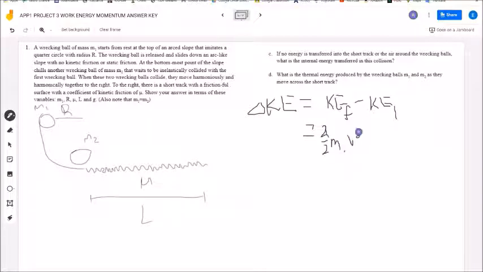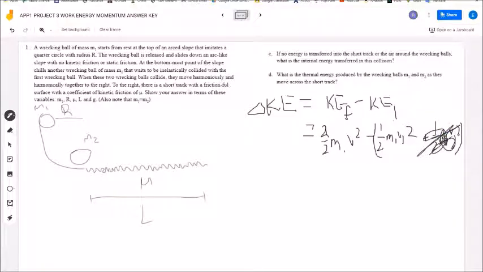Times v squared, minus kinetic energy initial. They were split up, so m1 plus, wait, hold on, that's not right. It's going to be 1/2 m v squared minus 1/2 m1 v1 squared plus 1/2 m2 v2 squared. Let's close parentheses. Sorry for the bad handwriting. Well, this is going to go to 0. Why? Because the velocity of m2 before the collision is 0. It's not moving at all. It's at rest. So this entire term goes to 0.